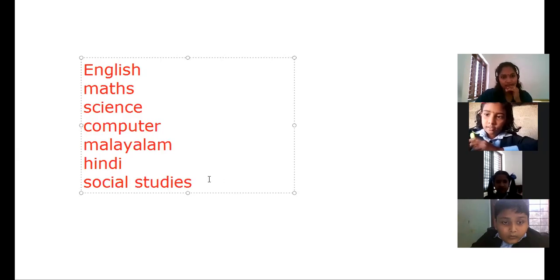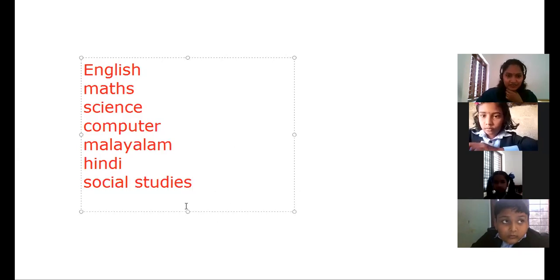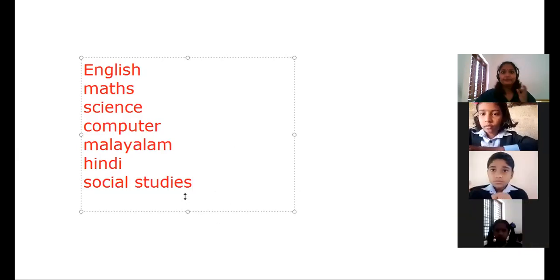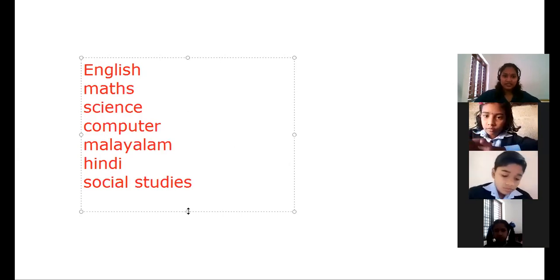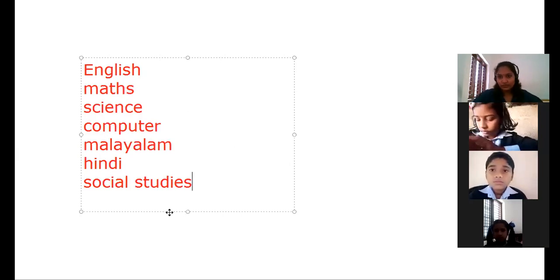GK and MS are not related to moral values. Okay, let it be there. I will explain with an example using these. See, English, Maths, Science, Computer, Malayalam, Hindi, Social Studies. So these are the things you study in school.